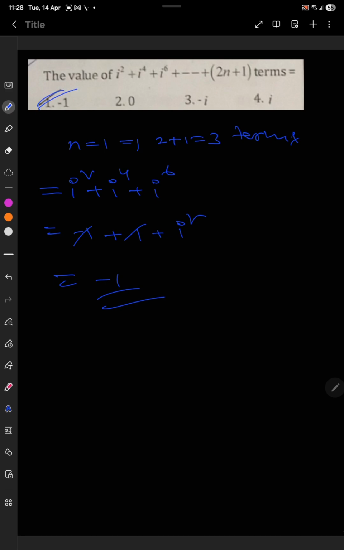If i square plus i power 4 and so on 2n terms, that is even number of terms, and by taking n equal to 1 we get 2 terms, and the sum of first 2 terms is 0. So if the number of terms is even, the sum is 0. If the number of terms is odd, then the sum is minus 1.